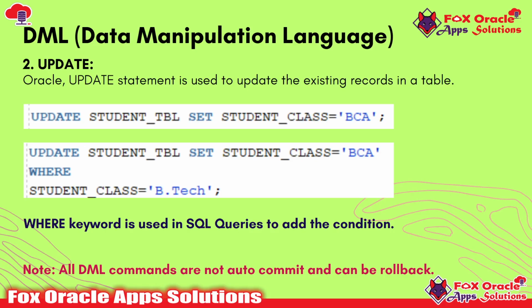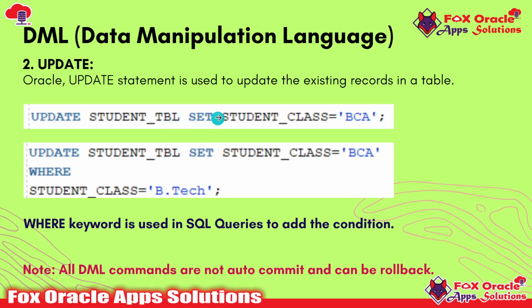Sometimes we require, instead of changing the value for all the records, to change values only for specific records based on a condition. So in SQL, if we want to add any condition, we use the WHERE keyword. This keyword helps us add the condition or filter in our SQL queries. So this is the query: update SQL table set SQL class equals BCA, where SQL class equals B10.